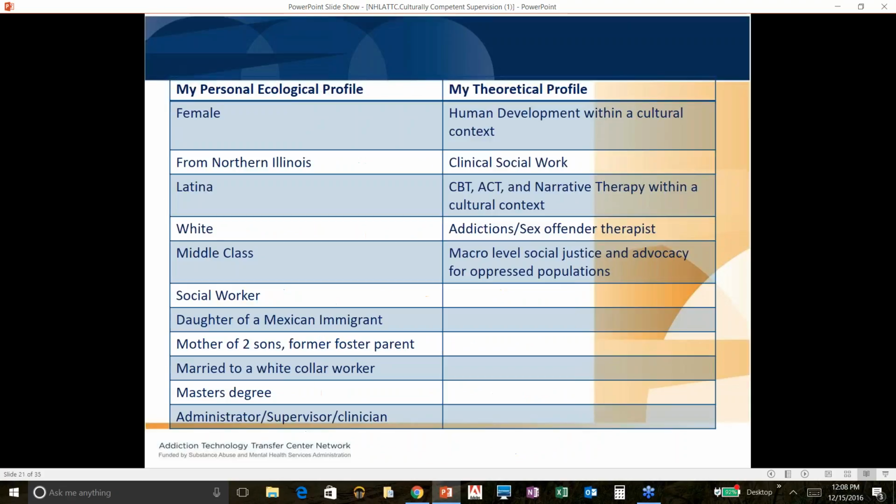I'm going to jump over here. So here's my personal ecological profile that I've mentioned. And so here's some things just about me.